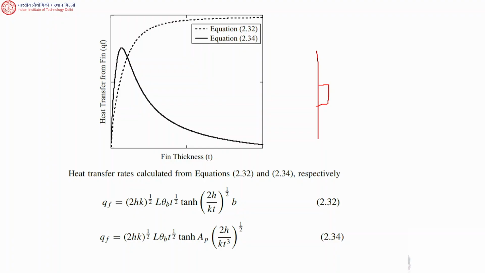So imagine going to the extreme left-hand side of this plot, then the thickness is almost 0, right? So then this becomes even smaller, so it becomes almost like a wall. Then the heat transfer is not good, no? Heat transfer improves when you add fin, right?